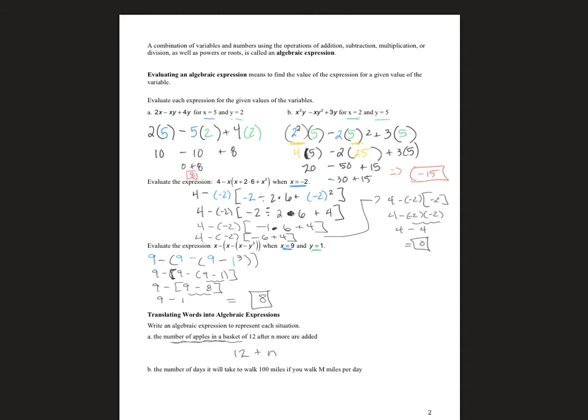Now, the number of days it will take to walk 100 miles if you walk m miles per day. So the number of days it's going to take is 100 miles divided by m miles per day. For example, if you walk 25 miles per day, that would be 100 miles divided by 25 miles per day. So that would equal how many days? 4 days.